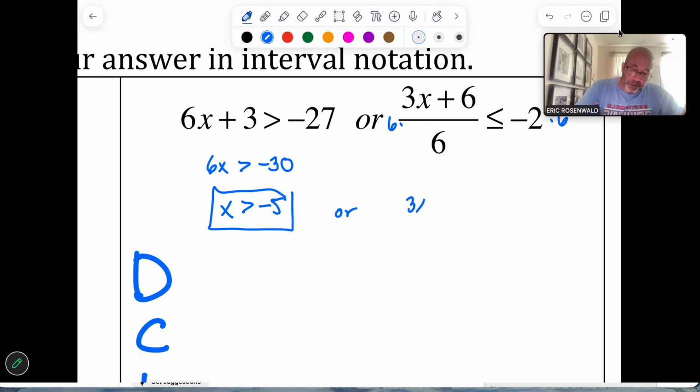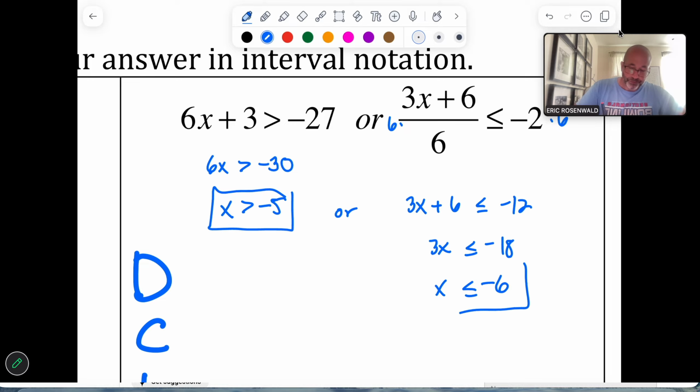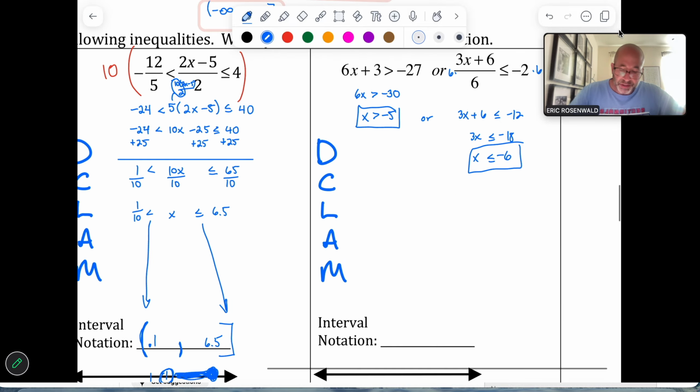We get 3x plus 6 is less than or equal to negative 12. We'll subtract 6. We get 3x is less than or equal to negative 18. We'll divide by 3. We get x is less than or equal to negative 6. Okay? And so what does this look like?